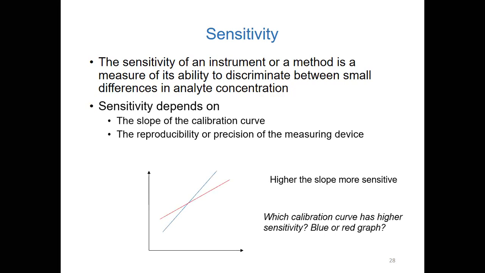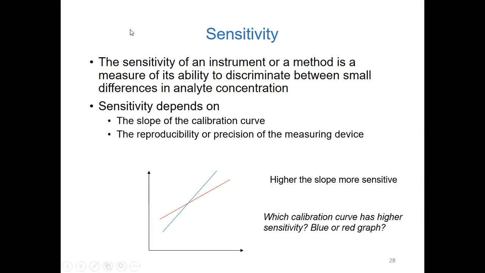For example, sensitivity depends on the slope of the calibration curve, right? The higher the slope, the more sensitive the method. So when the slope is higher, the calibration method is much more sensitive. So the higher the slope, the more sensitive the method.